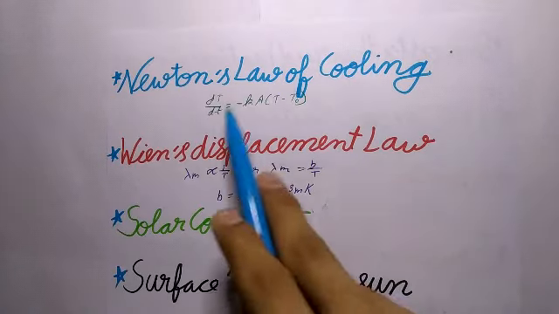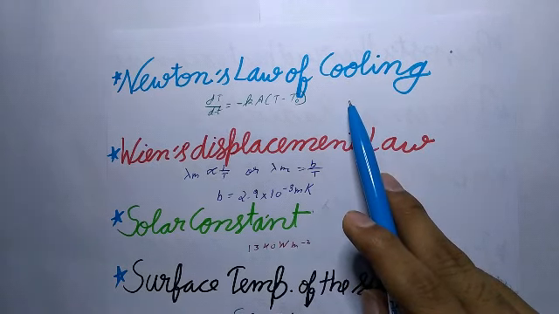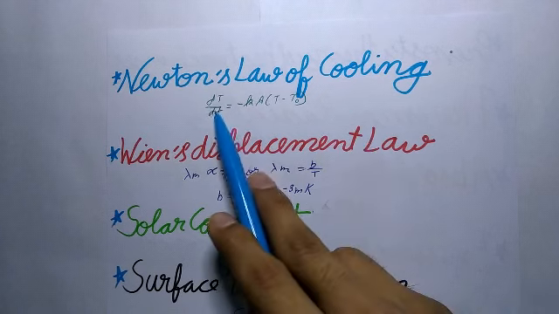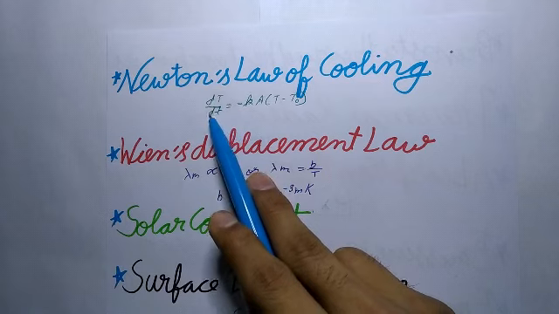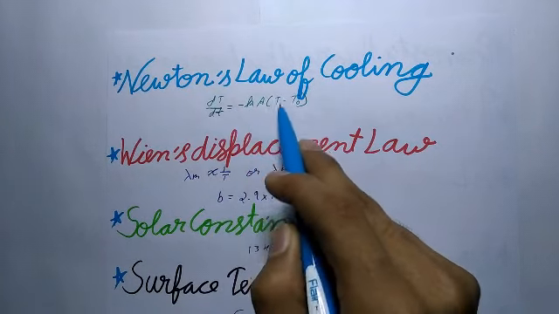Next is Newton's law of cooling. For a small temperature difference between a body and its surroundings, the rate of cooling of a body is directly proportional to the temperature difference and the surface area exposed. This is known as Newton's law of cooling. dT upon dt equals minus Ka times the bracket T minus T naught.